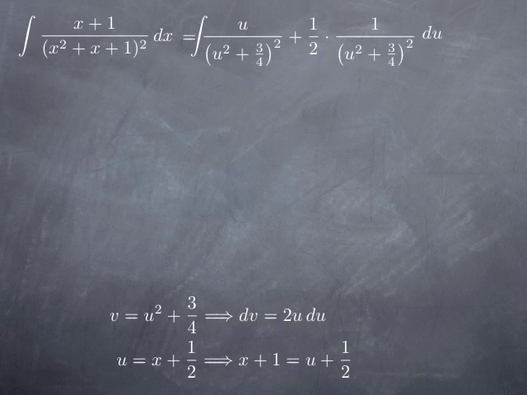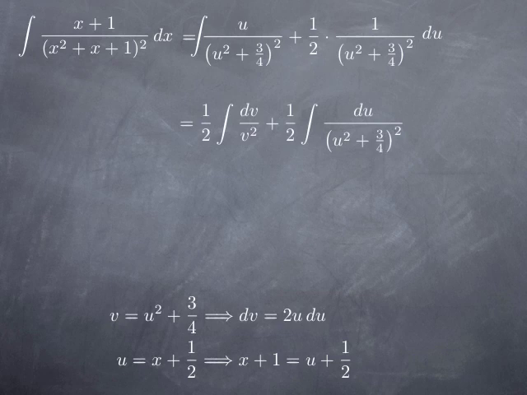We let v be u squared plus 3/4. Then dv is really just 2u du, so what we have at the top, this u du is 1/2 dv. So we end up with 1/2 integral of dv over v squared plus 1/2 integral of du over u squared plus 3/4 squared. The first term is not the problem, but the second one is one of these cases where we need to use trig substitution. So this is where we're going to have some serious work to do.